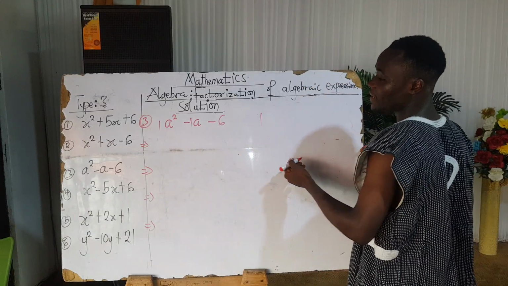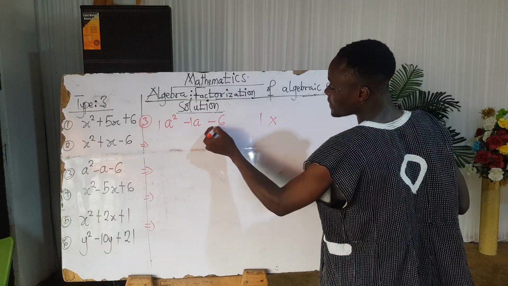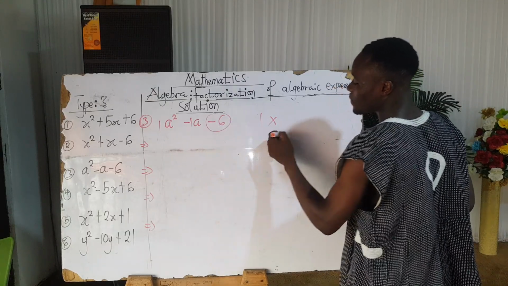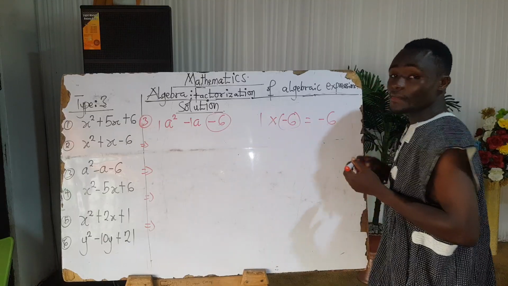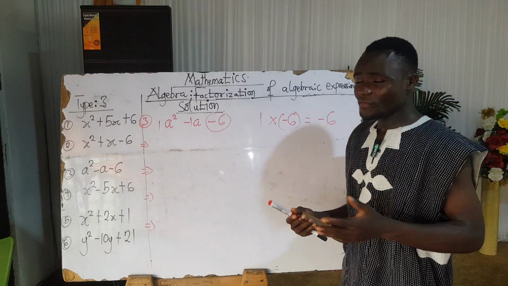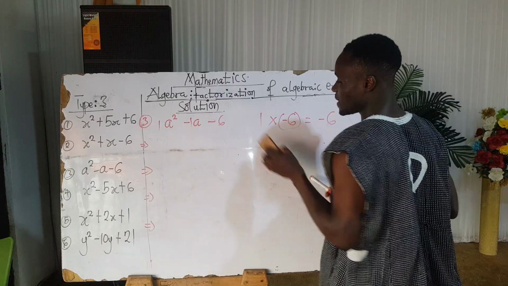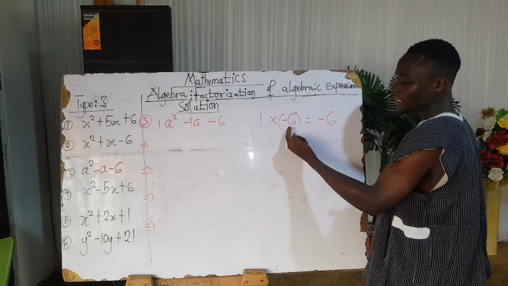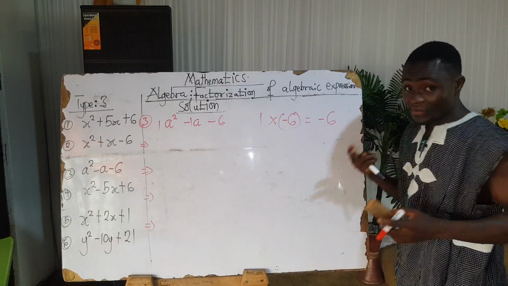So that means that if I multiply this 1 by the constant, which is negative 6, here is the constant, multiplying by negative 6, if I multiply it, I'm going to get what? This as my answer. Very good. So mathematically, if I multiply 1 by negative 6, I'm going to get negative 6.